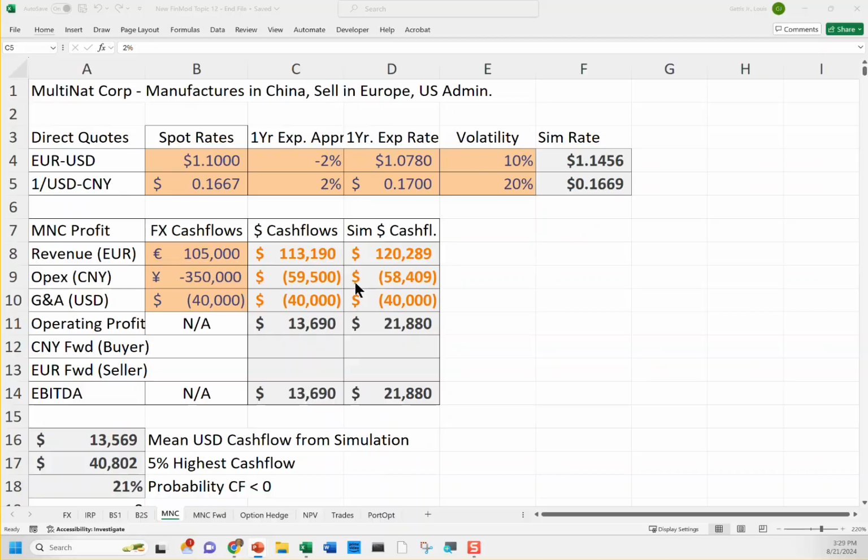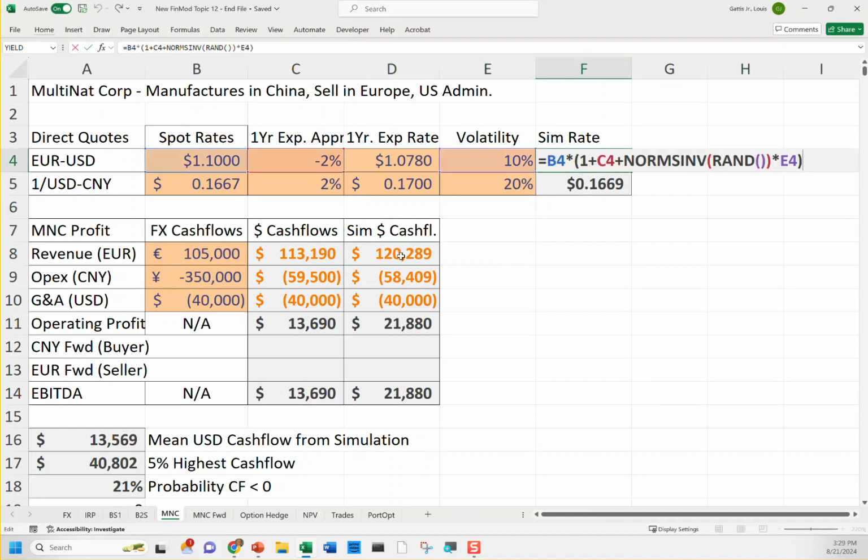So notice, back to the spreadsheet, I now have a simulated euro. It's today's spot times 1 plus the negative 2% appreciation plus random z times vol. And then the same thing for the Chinese yuan. Now every time I hit F9, I get a new simulated exchange rate, assuming that changes in the exchange rate are normally distributed.